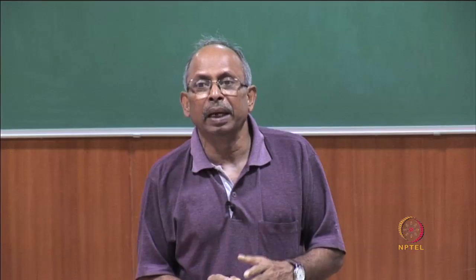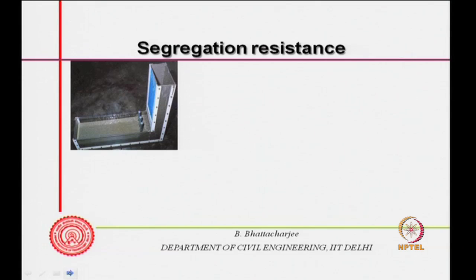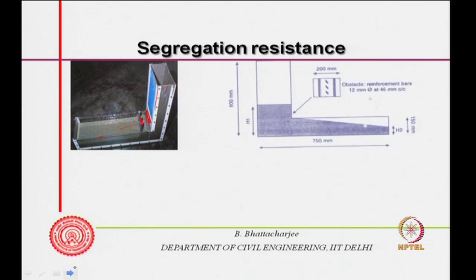If it is not segregating, then you open the gate, as we shall see. So, it will look like this. This is the L box. You fill it, there is a gate here, you close it, there are obstacles here, bars here. The gate remains closed, fill in the concrete in a standard manner, keep it there for 1 minute or so, and if there is no segregation, you open the gate, it will pass through this obstacle and fill in the concrete at this portion.